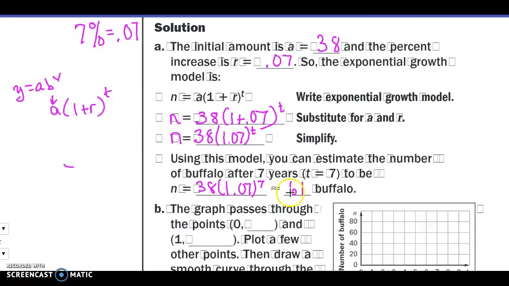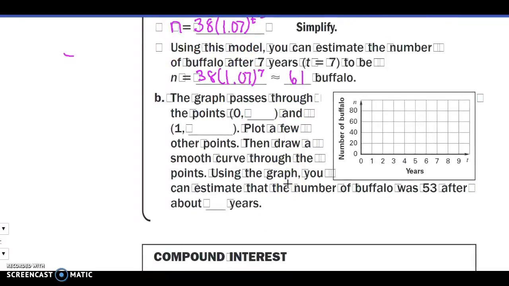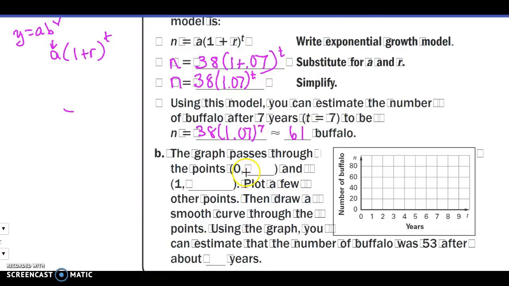Now we can also graph this. The graph passes through the points. We're going to use our 0 and 1. So n equals 38 times 1.07 to the 0 power. Means we have 38 times 1, because anything to the 0 power equals 1. So when our t was 0, n was 38.